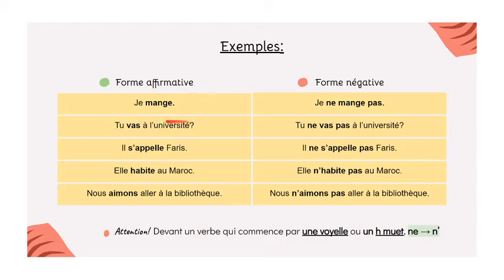Okay, kita ada ayat interrogatif kat sini. Tu vas à l'université? Dia tanya, are you going to the university? Kalau form negatif, kita tambah ne dengan pas. Va ni adalah verb aller. Tu ne vas pas à l'université? Tu ne vas pas à l'université?